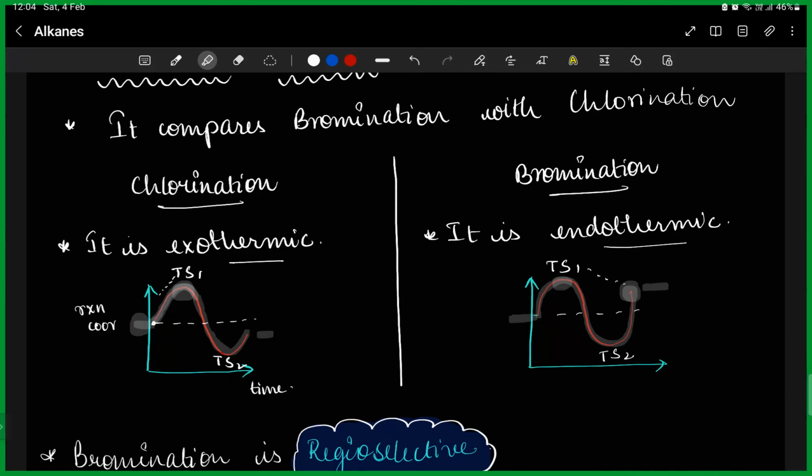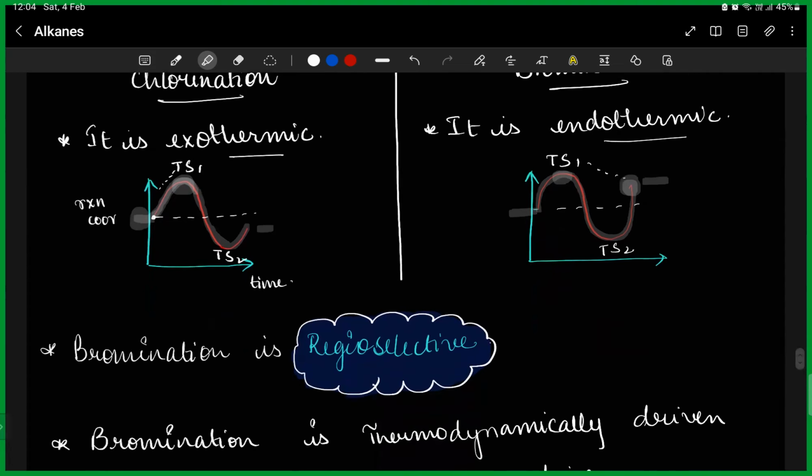So the transition state looks towards the products. You can understand it like this: bromine is wiser than chlorine. Bromine thinks about its end product, but chlorine does not. Chlorine wants to react faster. It wants to make friends. But bromine is wiser; it will choose some good friends. So something like that. Bromination is regioselective, very, very important.